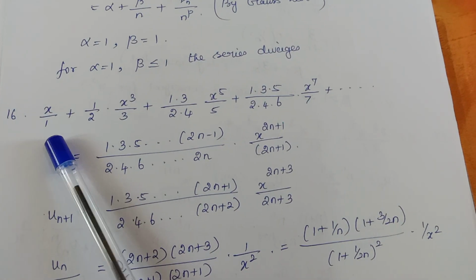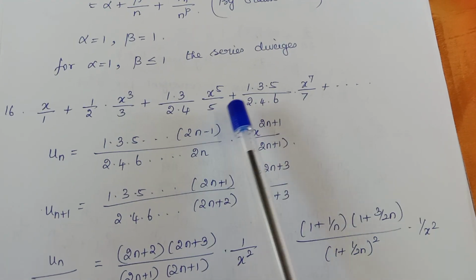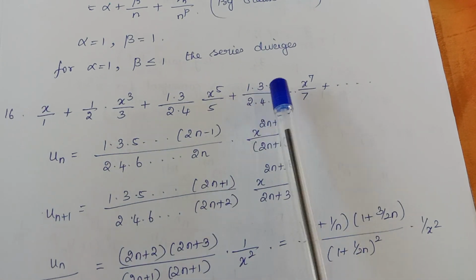Okay, next one, x by 1 plus 1 by 2 into x cube by 3 plus 1 into 3 by 2 into 4 x power 5 by 5 plus etc. Now write un. So un is what? 1, 3, 5 etc.